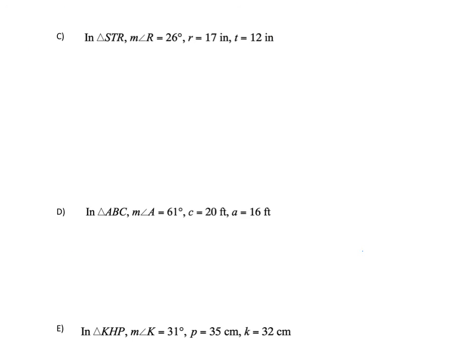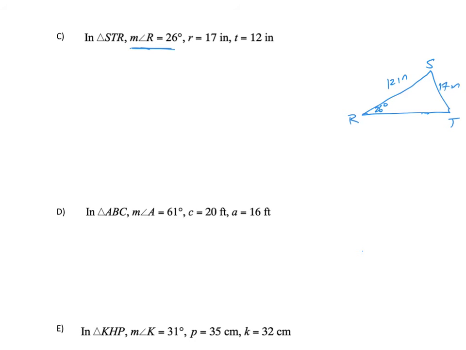A couple more examples. Here we're given triangle STR and we're given the measure of angle R, which is acute. So we may have 0, 1, or 2 triangles in this case. So I'm going to go ahead and make a sketch. R, we're told, is 26 degrees. I'll put that on. The length of side length R is 17 inches. I'll put on my other vertices, S and T. And we're told that side length T is 12 inches.